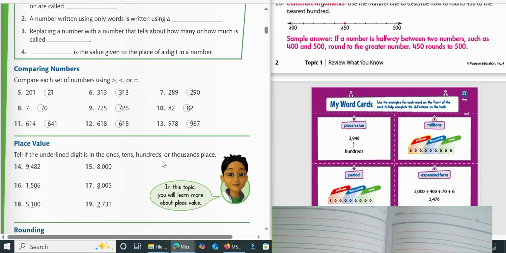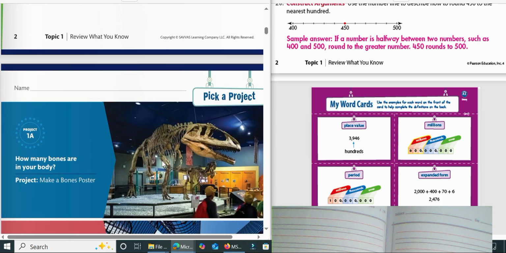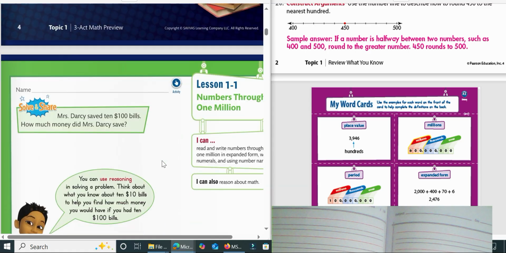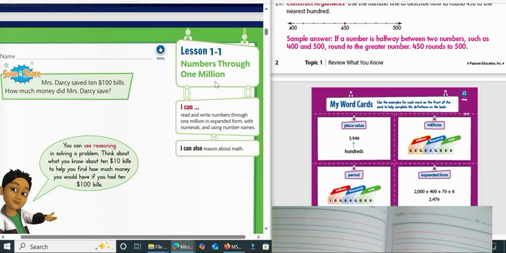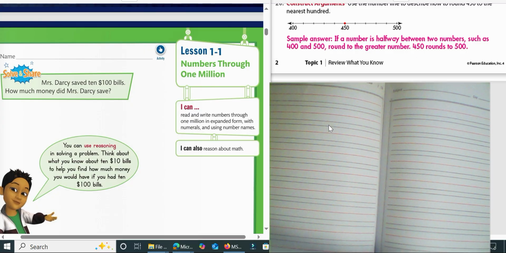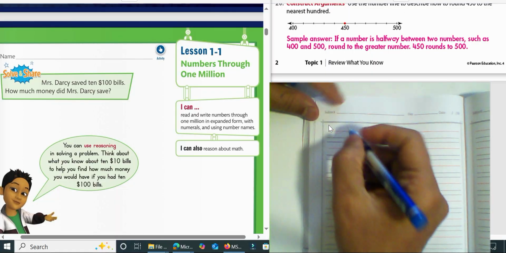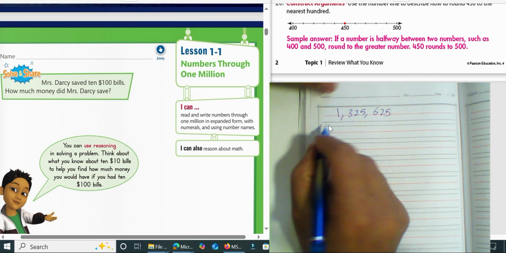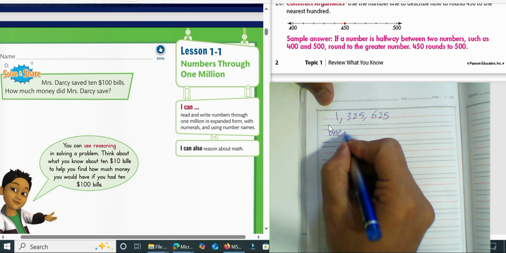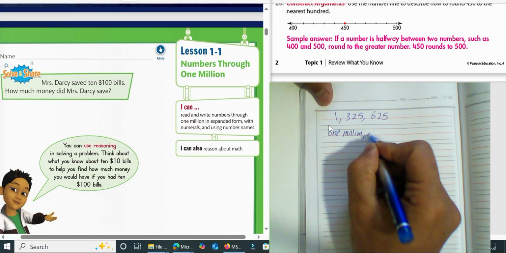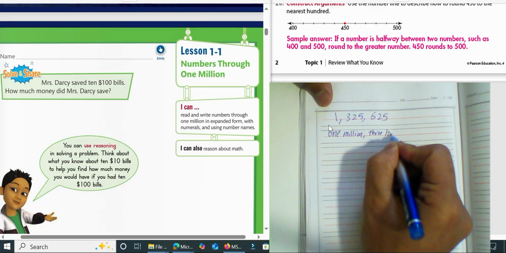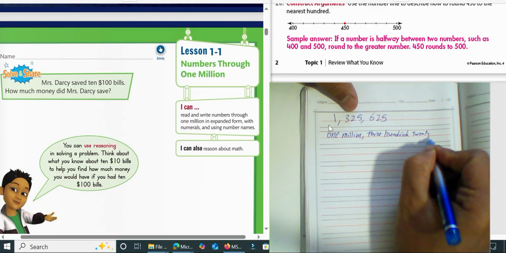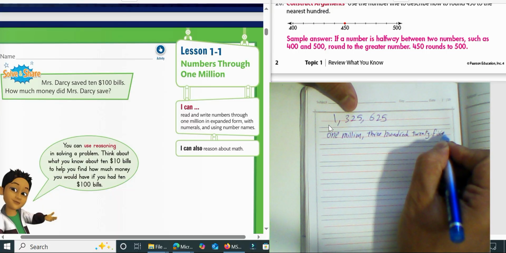Okay, now we will talk about a chart like this, containing ones, tens, hundreds, thousands. Next place number through 1 million. We can read the number like this number here. Look at it with me. 1,325,625. This number we call it 1,300,325,625. 325,625.